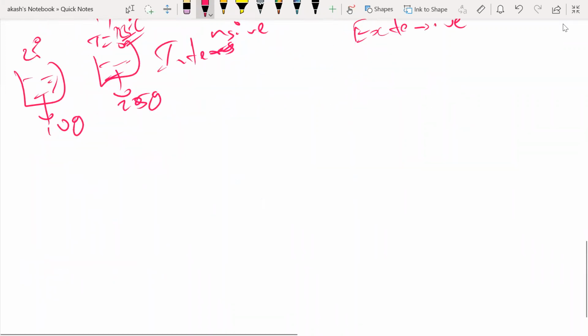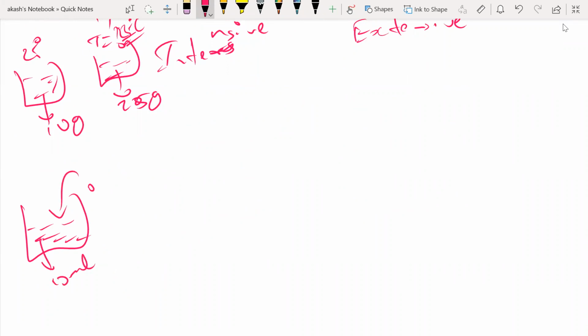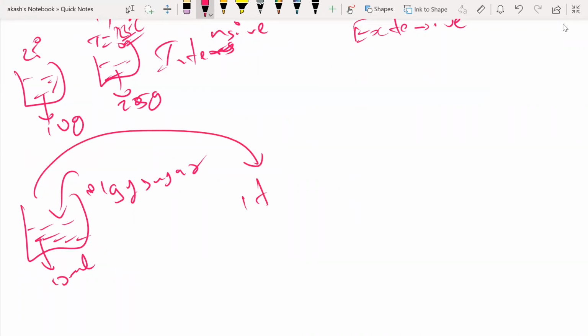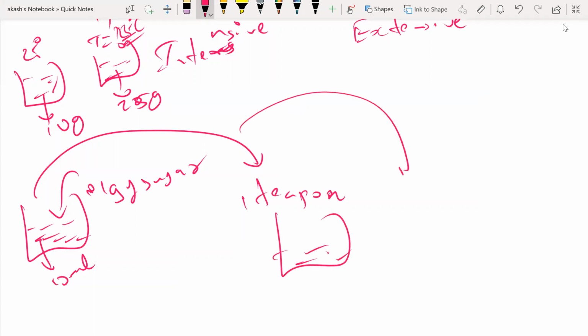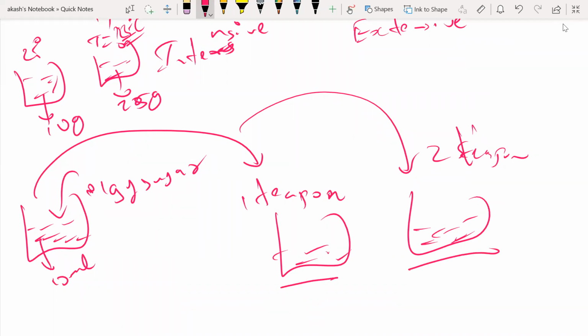Now say I'll take another example. Say I have some water, 10 ml of water. In this, I have put 1 gram of sugar. Now what I'm doing is, from this I am taking 1 teaspoon and putting it here, and I'm taking 2 teaspoons of this and putting it in another beaker, right? Now tell me, in this beaker and this beaker, what will be the densities? Will the densities of these two be the same or different?